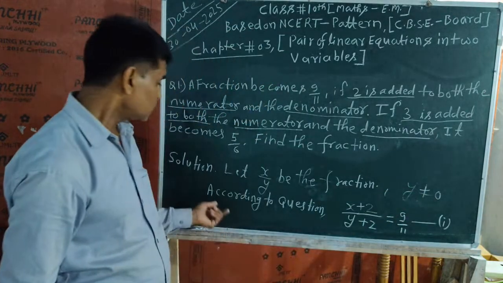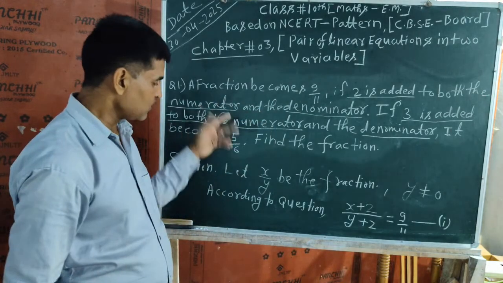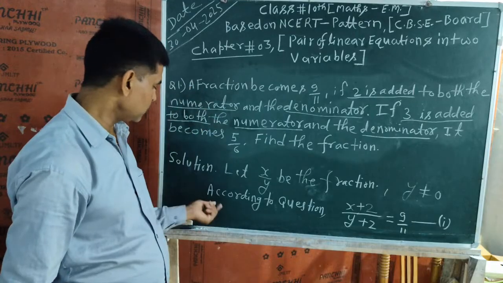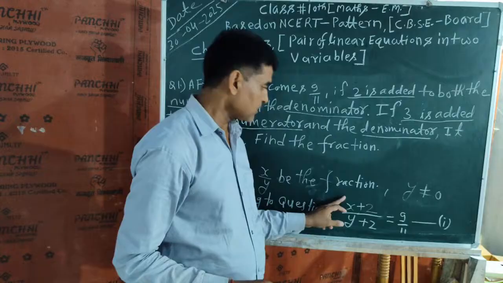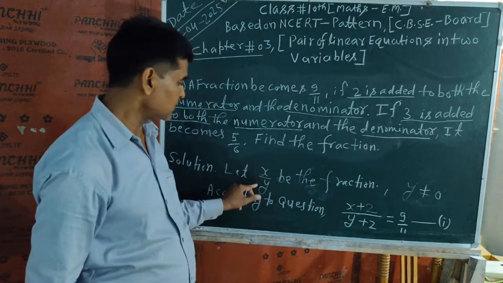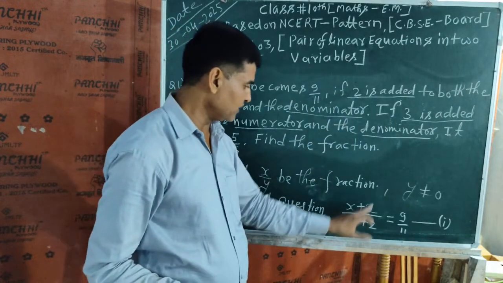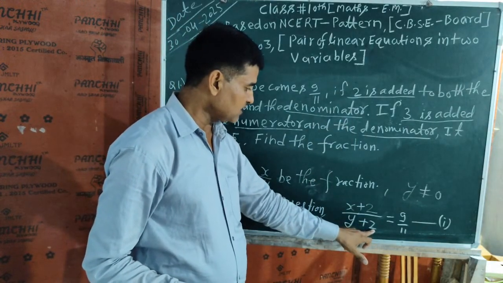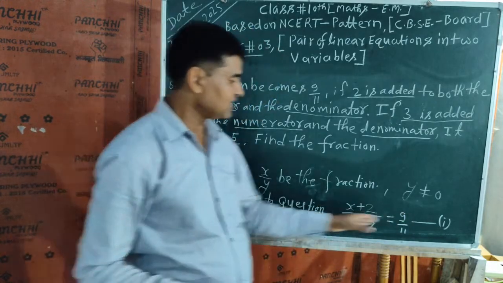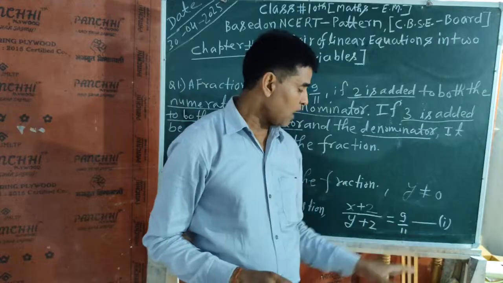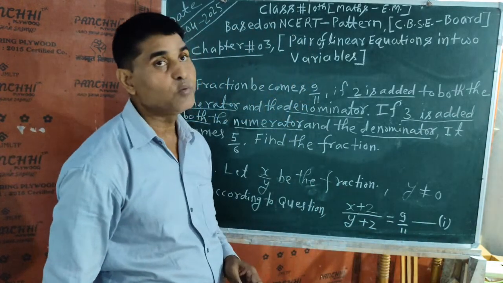Okay student, after writing that condition I am going to write according to the question, that is, according to the information given in the question. It means that I have assumed x by y, but here 2 is added in the numerator and also 2 is added to the denominator, that will become 9 divided by 11. So I will say this is equation number 1. After simplification I will get a linear equation in two variables x and y.